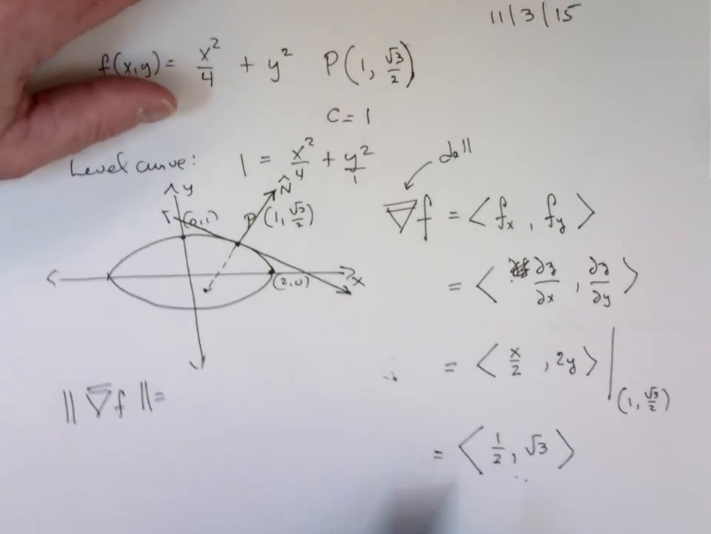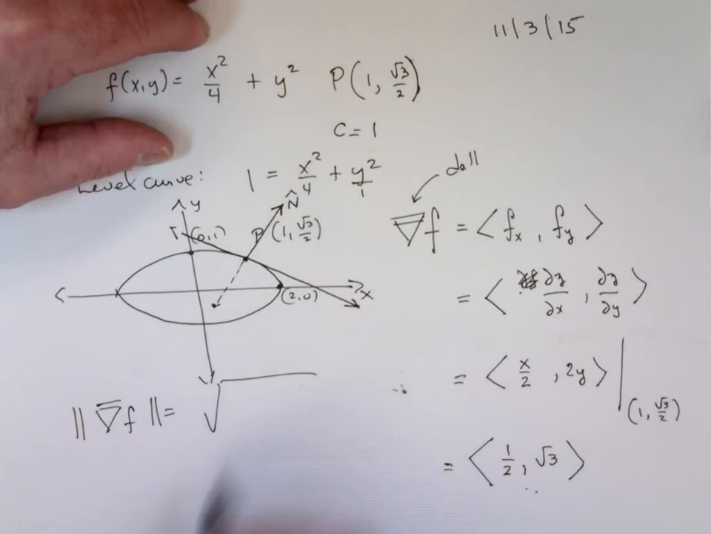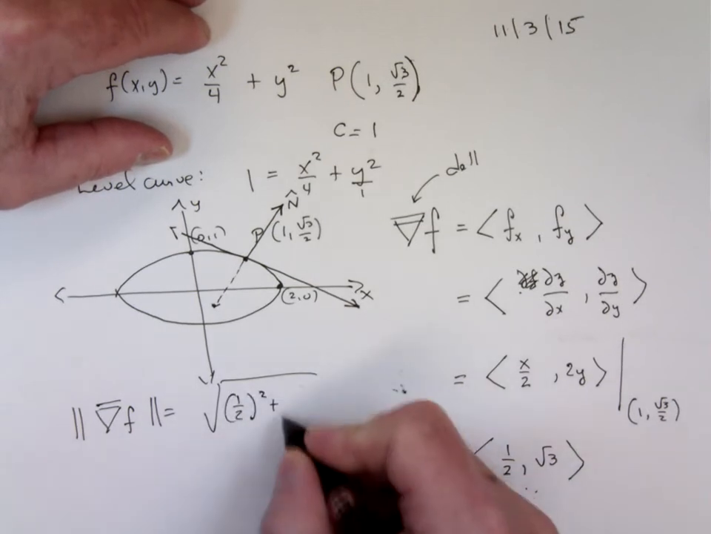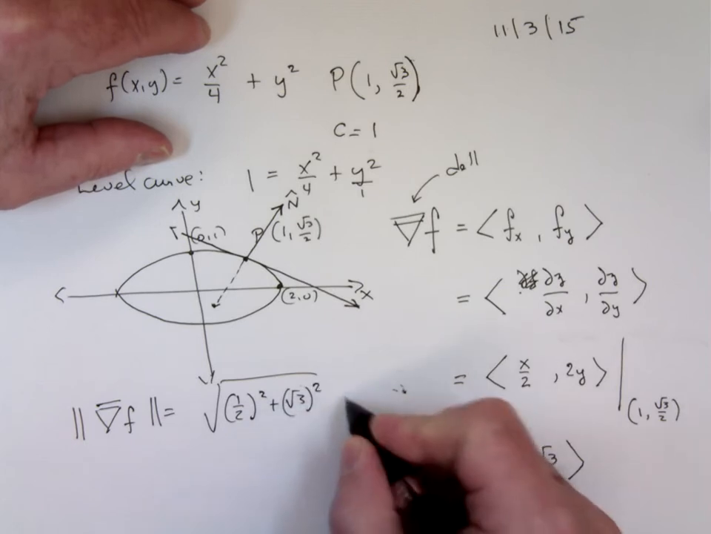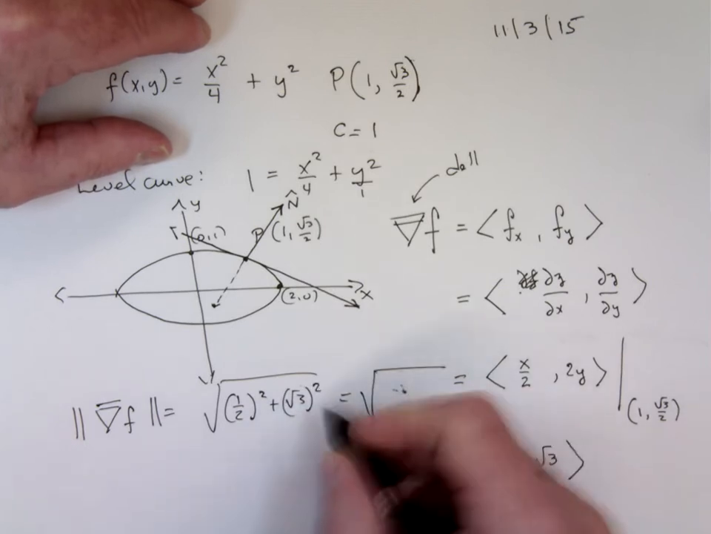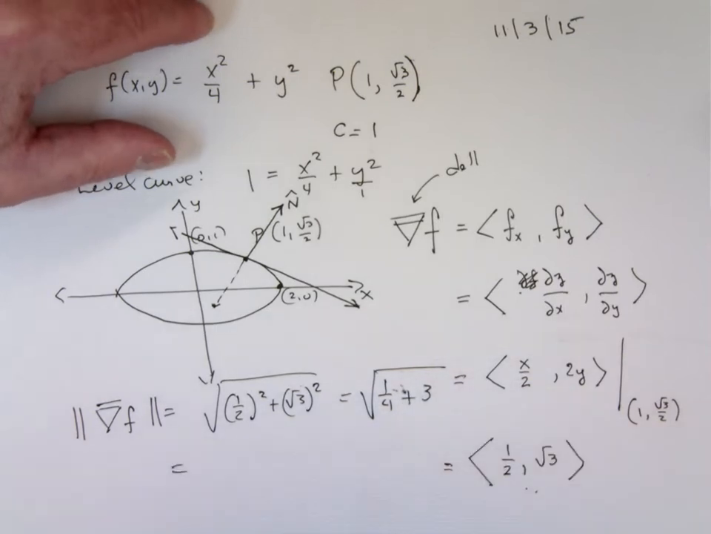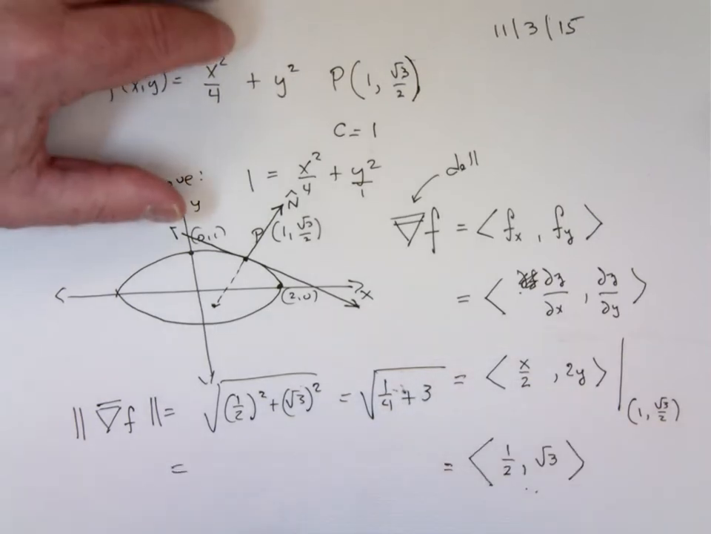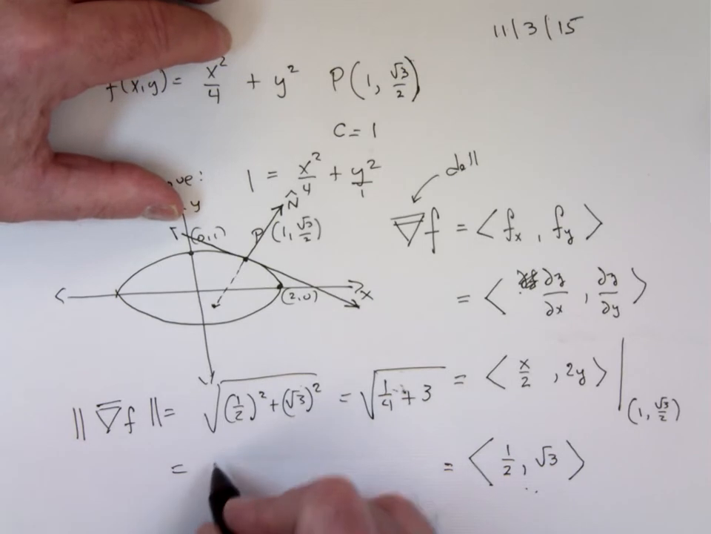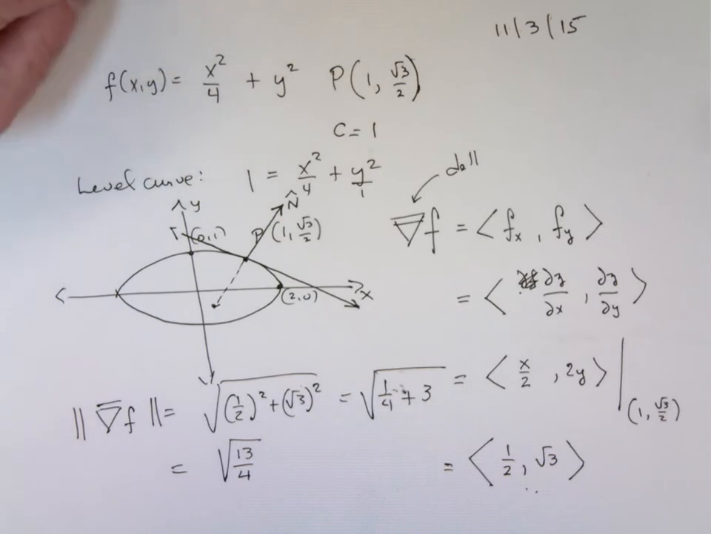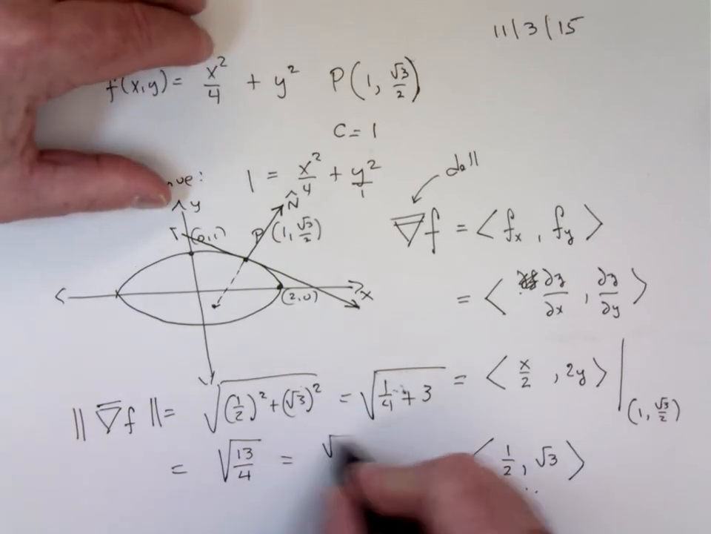It's going to be the square root of 1/2 squared plus square root of 3 squared, which is equal to square root of 1/4 plus 3. And that's equal to the square root of 13/4. And this is very much like the WebAssign thing. It comes out, I think, square root of 13 in there somewhere. Square root of 13 over 2. Okay?